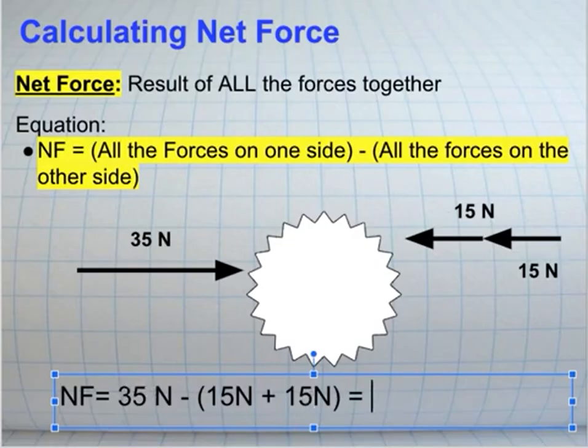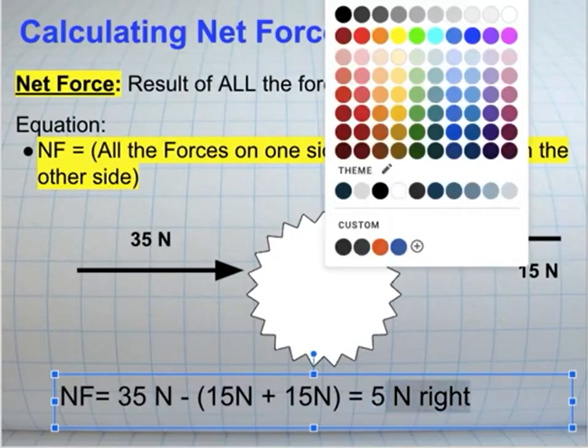So in reality, I know that I have 5 newtons of net force. Now, I also have to do one other thing. Remember, force tells us how strong it is, which is the 5 newtons, and it also has to tell me what direction it's going. In this case, it is going to the right, because the right force is just a little bit stronger than both arrows going to the left. So my net force would be 5 newtons to the right.